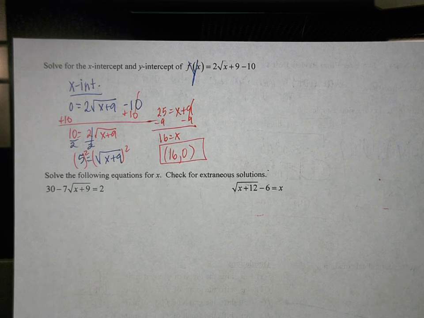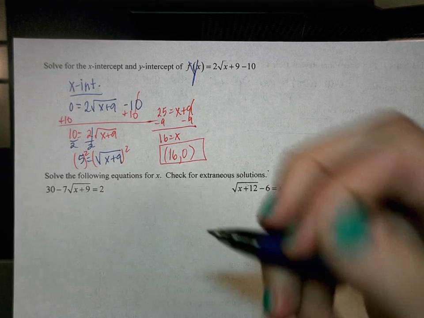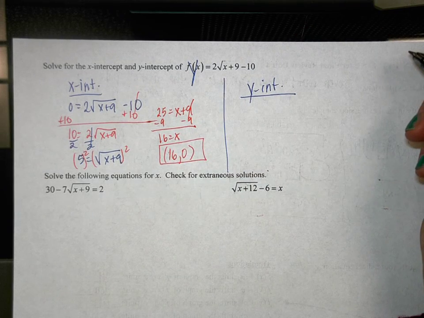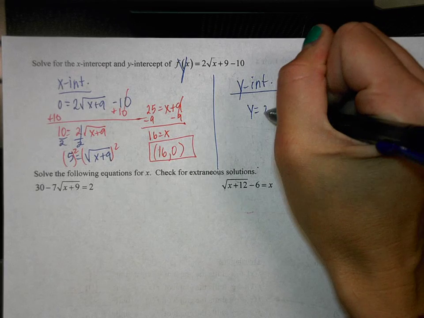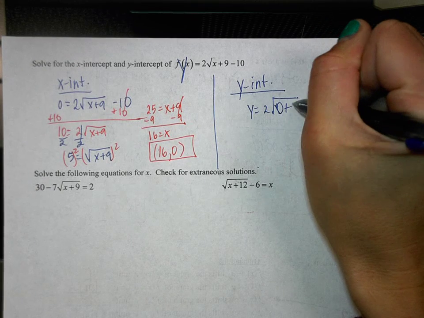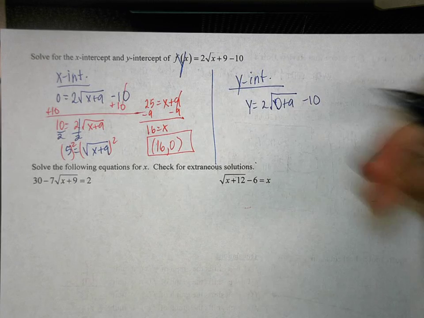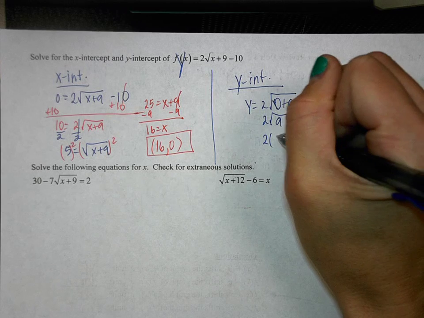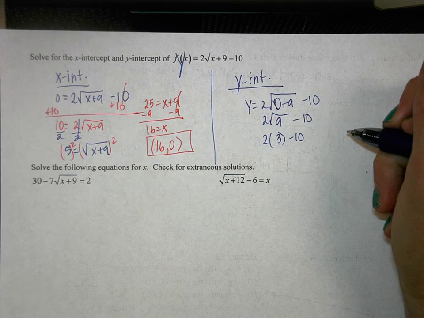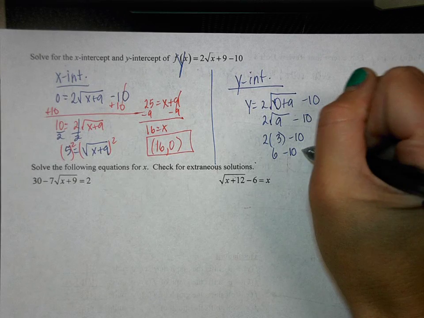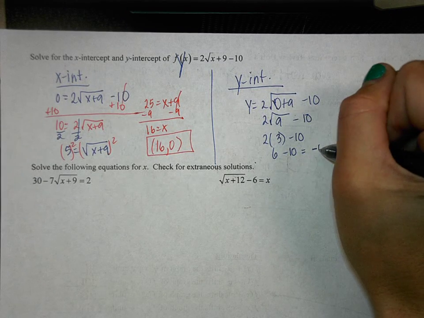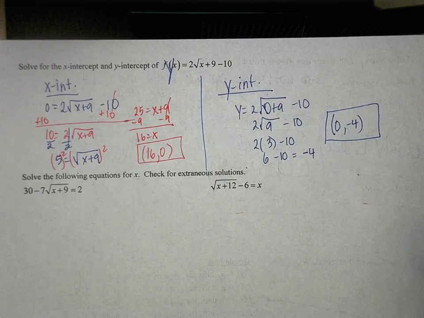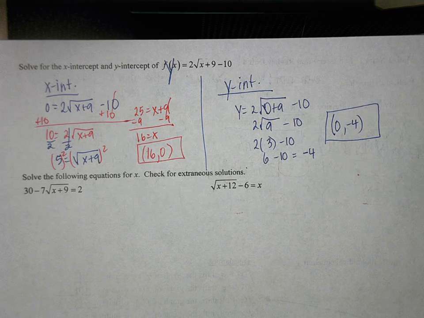Okay, how will I find my y-intercept? Good. Y-intercept, we plug in 0 for x, we keep y. Okay? So y equals 2 root 0 plus 9 minus 10. What is 0 plus 9? 9. What's the square root of 9? 3. And so we get 2 times 3, which is 6, and 6 minus 10 equals negative 4. So my y-intercept as an ordered pair is 0, negative 4. Okay, any questions there?